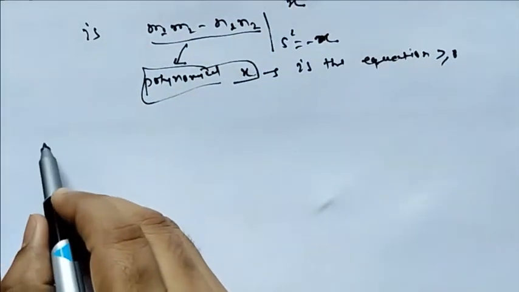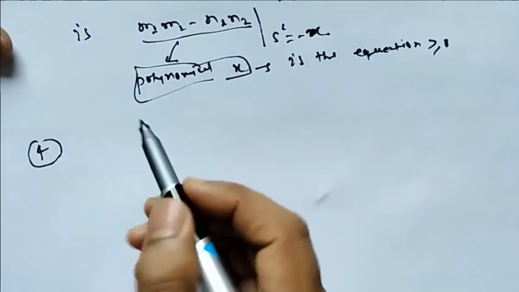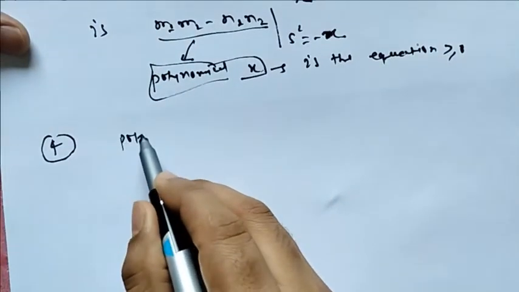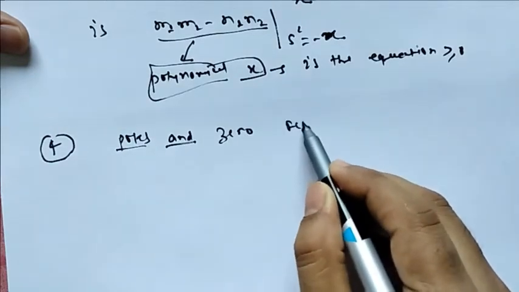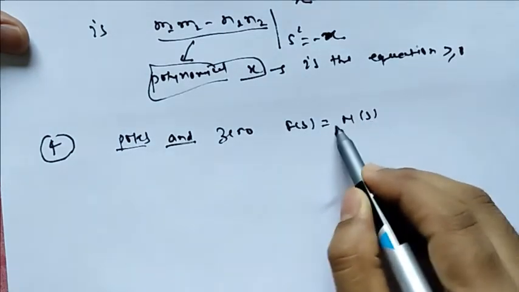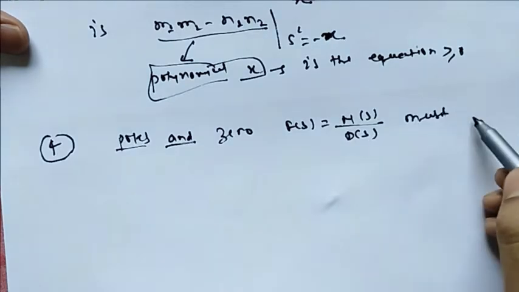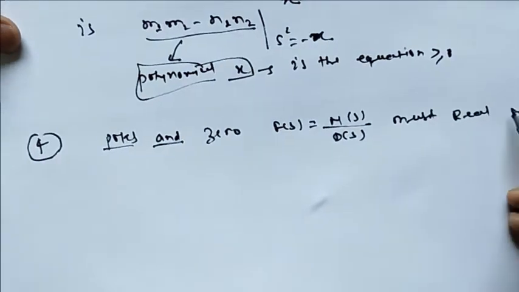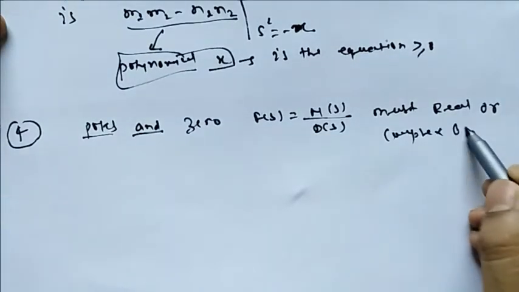Now the fourth point: the poles and zeros of Fs, that is Ns by Ds, must be real or, at most, complex conjugate.